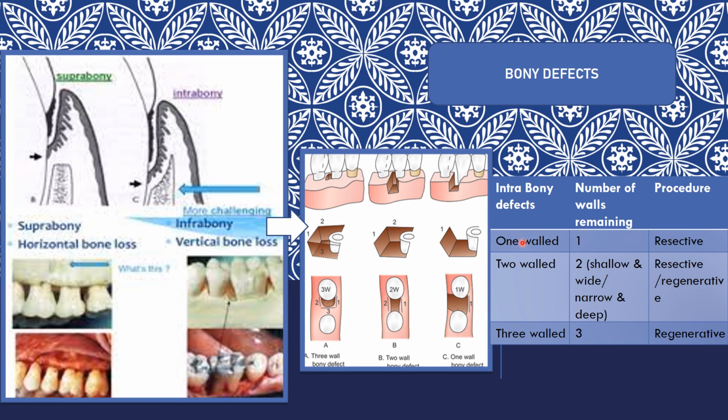Okay, and in case of a 2-wall defect, it can be shallow and wide or narrow and deep. That is, it can be either resective or regenerative depending upon the width and the depth of the bony defect. Okay, for a 3-wall defect, definitely we will go for regenerative procedures, since 3 walls are present.